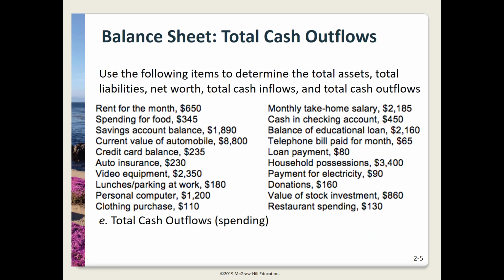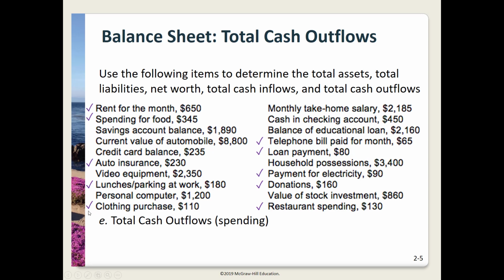And last but not least, Part E wants us to find the total cash outflows. In other words, our spending that occurs during the month. So looking at our different items, again, I'm going to check off all the ones that apply. And it's helpful to think through what is an example of spending money. So we can see each month I have to spend money on rent. I have to spend money on food. I'm spending money on auto insurance. I'm spending money on lunch and parking at work.